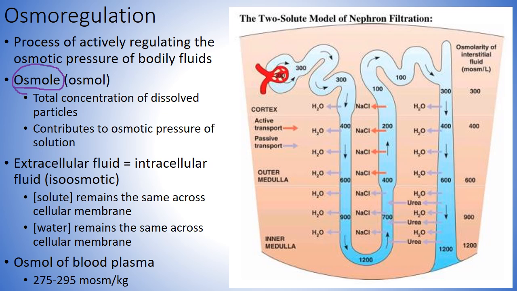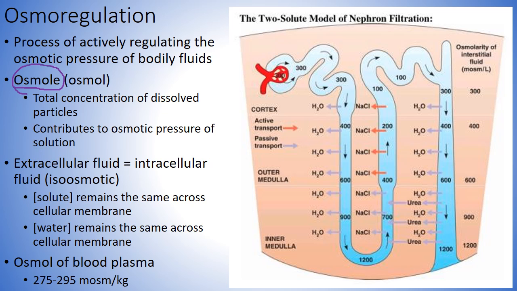The kidneys will continuously monitor dissolved particles in the blood. Extracellular fluid wants to equal intracellular fluid, isoosmotic. So the concentration of solute remains the same across the cellular membrane, and water remains the same across the cellular membrane. So we see an isoosmotic environment between the extracellular fluid and intracellular fluid, and these two make up our total body water. Now again, the osmole of blood plasma, basically this is how much dissolved particles should be in blood plasma. We see about 275 to 295 milliosmoles per kilogram.